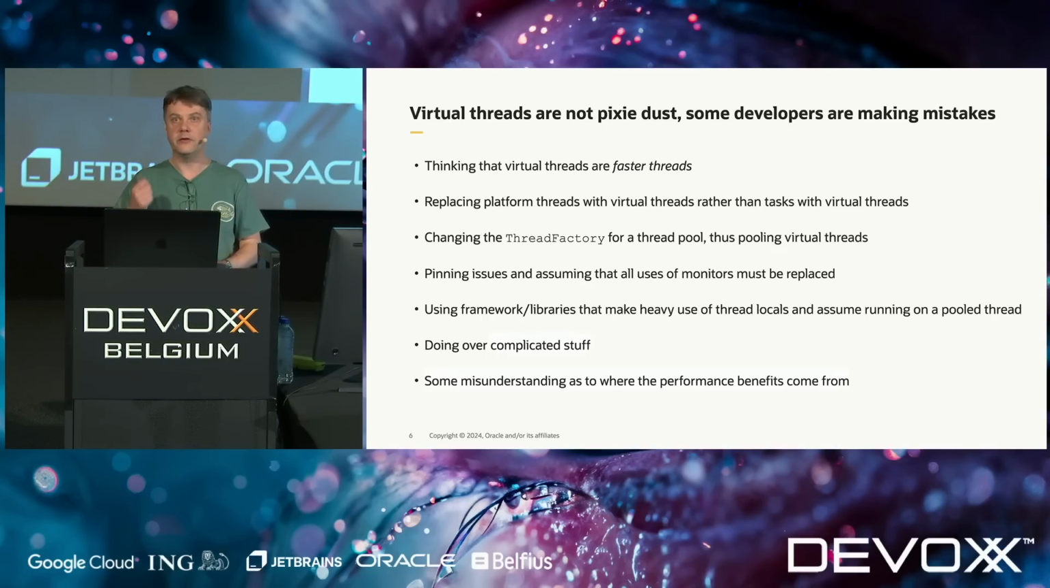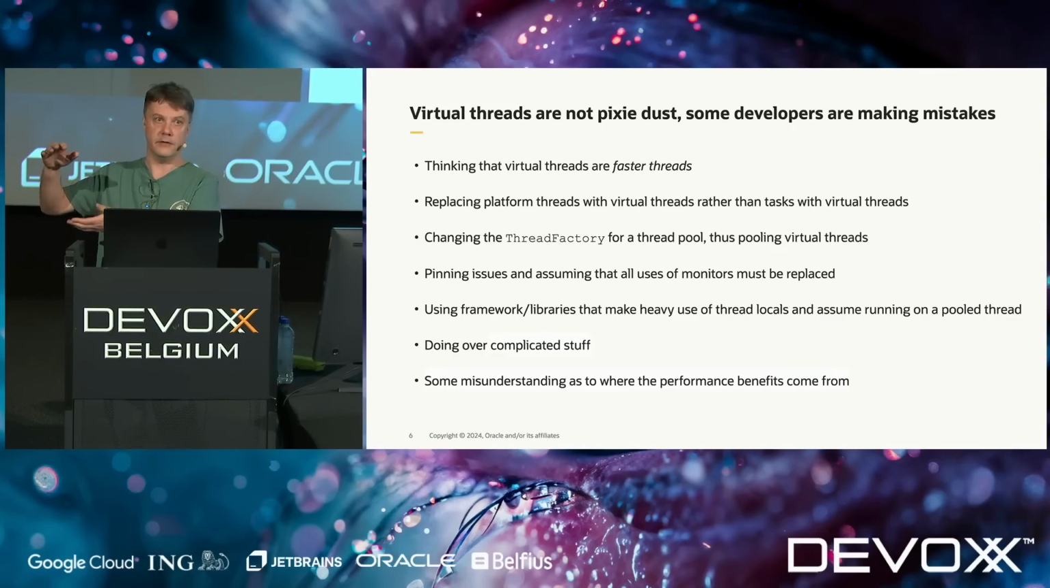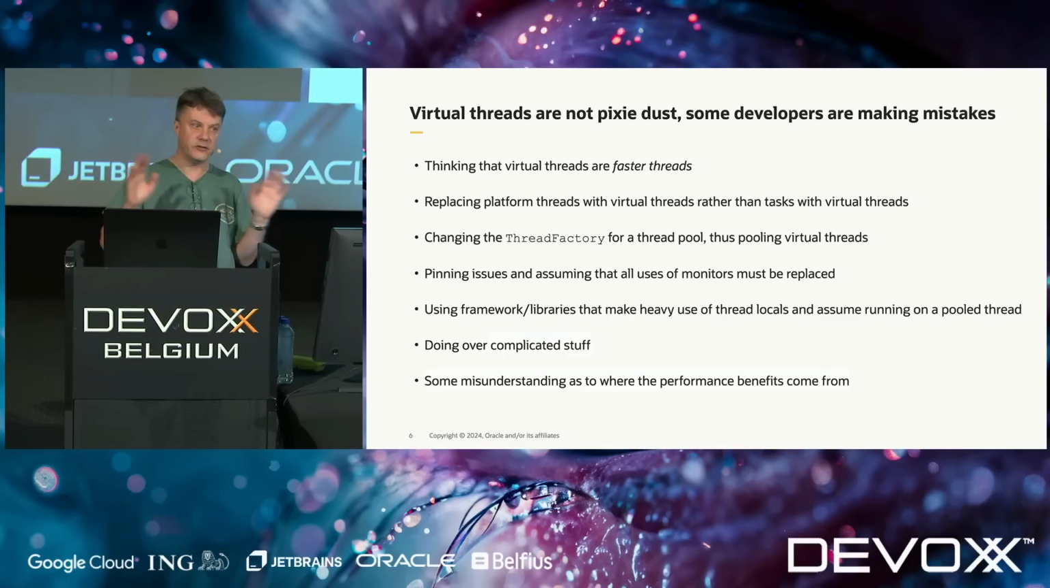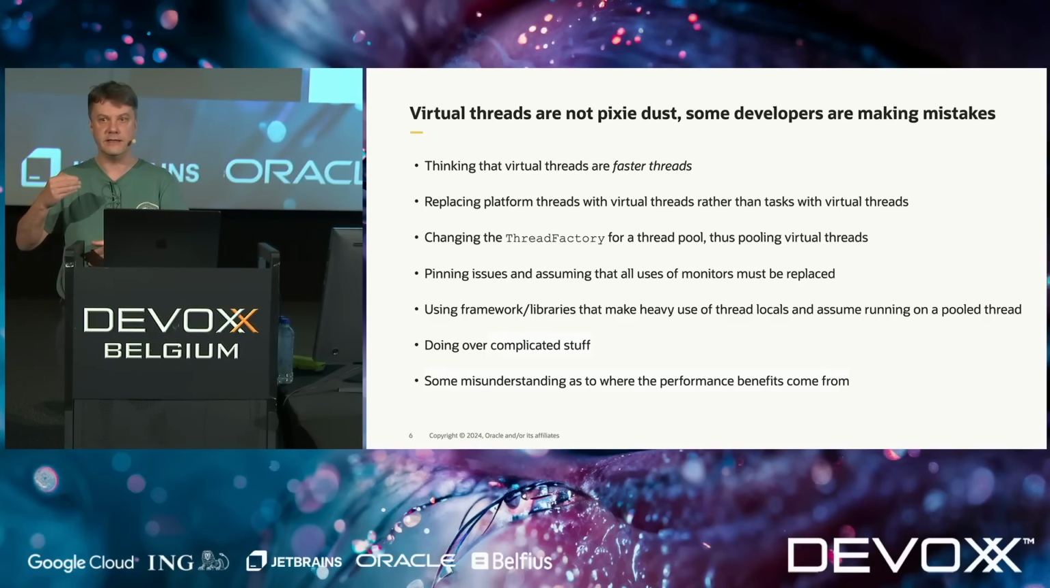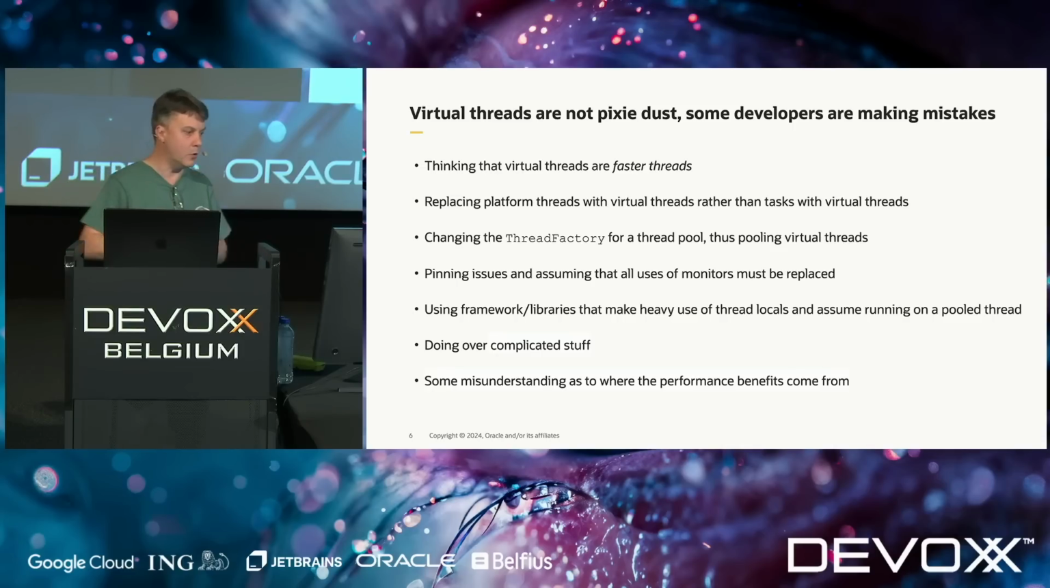What we've noticed is some people are running into the trap of just replacing: well, I've got this number of threads here, I'm just going to replace all of those threads with virtual threads, and I'm done. That's not really what it's about. It's not about replacing platform threads with virtual threads. When you're migrating existing systems, it's about migrating the task to a virtual thread, not the platform thread to a virtual thread. So important to keep that in mind.